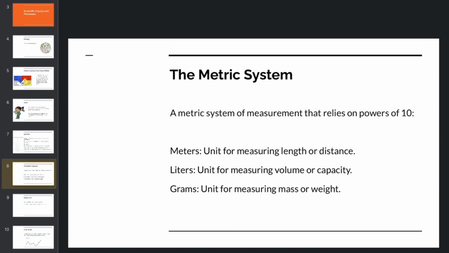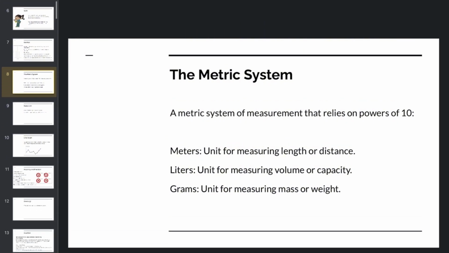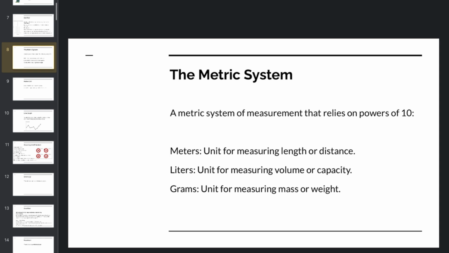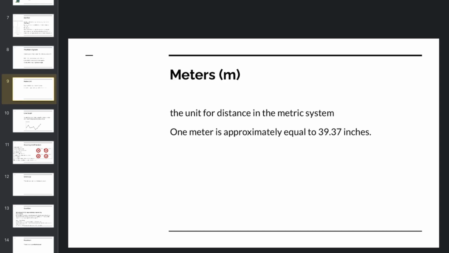Metric system. A system of measurement that relies on powers of 10. Meters are the unit for measuring length or distance. Liters are for measuring volume or capacity. Gram is a unit for measuring mass or weight. Meter, the unit for distance in the metric system: 1 meter is approximately equal to 39.37 inches.